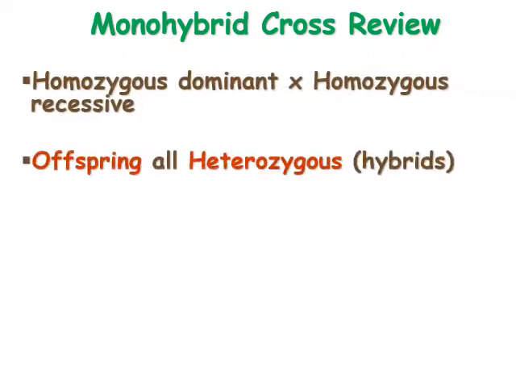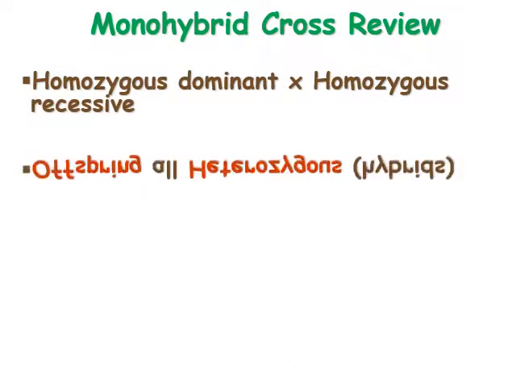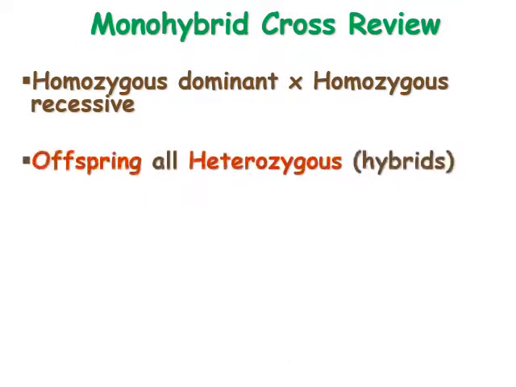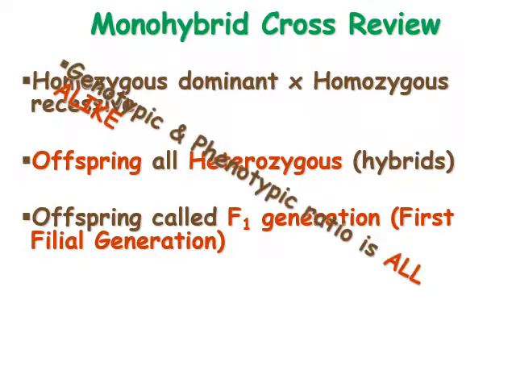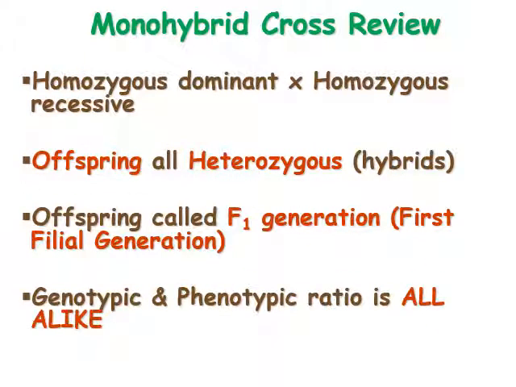So we would like to review monohybrid cross. We could say that on crossing a homozygous dominant parent with a homozygous recessive parent, we get offspring who are all heterozygous or hybrids. The offspring are called the F1 generation, or also the first filial generation. The genotypic and phenotypic ratio of the first filial generation is all alike.